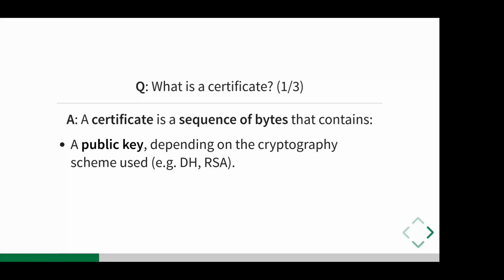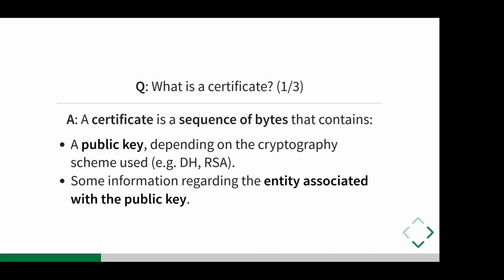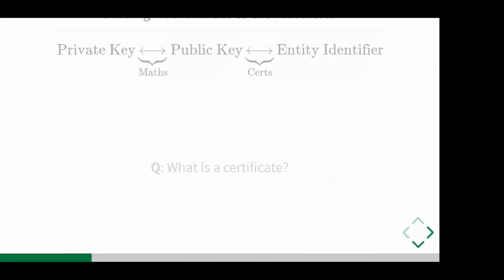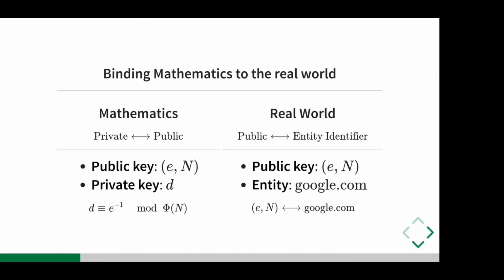The format of the public key depends on the scheme that you use. If you use RSA, it's going to be two numbers, E and N. If you use Diffie-Hellman, it's going to be the generator and the prime. So it depends on the scheme. And then, of course, some information regarding the entity associated with the public key, the things that are bound. So these are two fundamental things that must be in a certificate: the public key and the entity associated to that public key, which in the example before was a number and google.com.